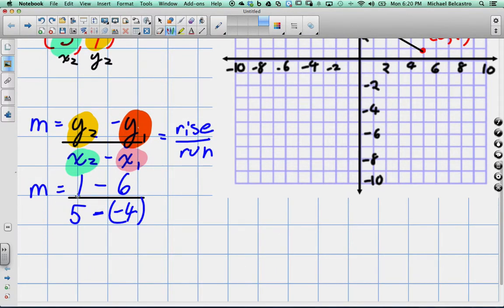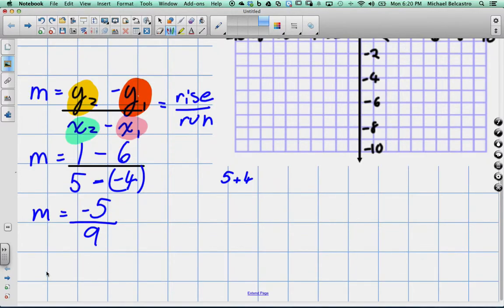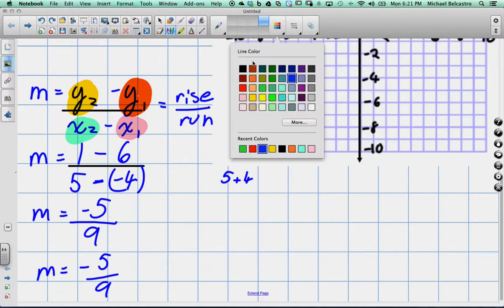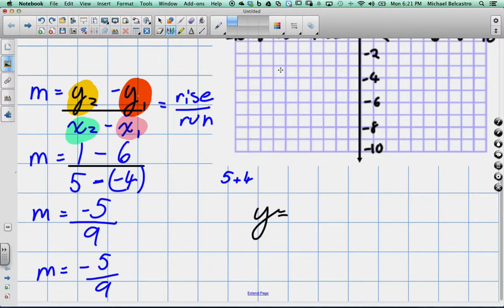Okay. So now I'm going to simplify this stuff. 1 subtract 6, if you have your calculator, you can follow along. This one will be -5. Now this is 5 subtract -4, which is the same as actually adding the 2 values. So this becomes 5 plus 4 in this case, so it's going to be a value of 9. So our slope in this case, m, is equal to -5 over 9. Okay. So let's say we're writing our equation of our line, y equals m times x plus b.